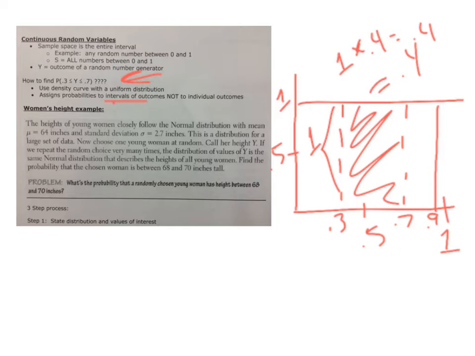Okay, so let's look at an example with this. We're going to use a 3-step method to solve these problems. Our example here is looking at women's height. The heights of young women closely follow the normal distribution with a mean of 64 inches and standard deviation of 2.7 inches. This is the distribution for a large set of data.